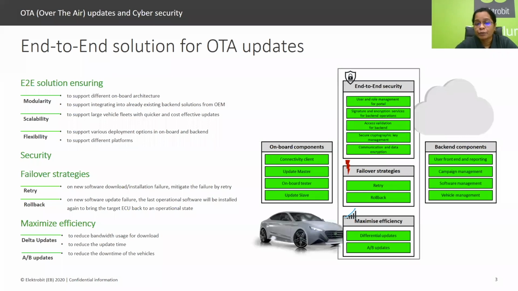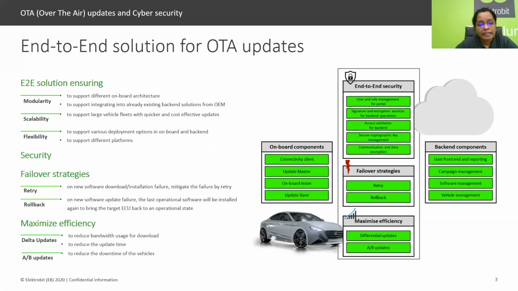So we will have to retry, and while we are retrying, we have to retry from the interrupted point so that we don't use more data for downloading and we don't use more time for the installation. If we could not mitigate the failures by the retry, then we have to roll back the software to the last operational software so that the vehicle itself will come back to the operational state, and any failure in the OTA update doesn't stop the user from using the vehicle.